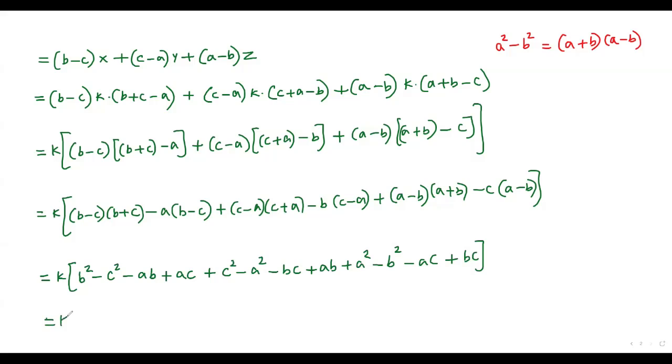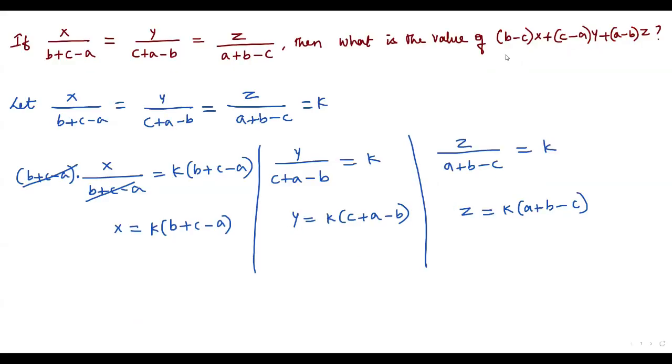Okay, then we get k times, here positive b square, negative b square will cancel out, negative c square, positive c square will cancel out, negative a square and positive a square will cancel out, and negative ab, positive ab will cancel out, positive ac, negative ac will cancel out, negative bc, positive bc will cancel out. Okay, everything is cancelled out, and we just get 0 inside the parenthesis over here. k times 0 is just 0. Therefore, the value of this expression is 0.